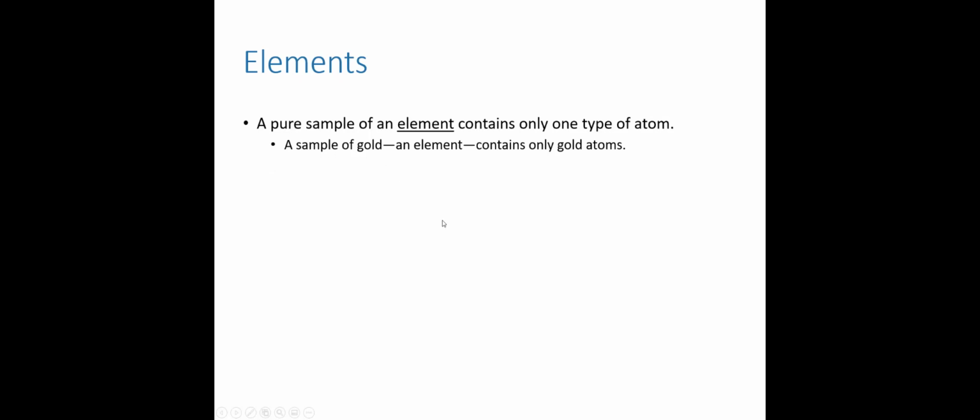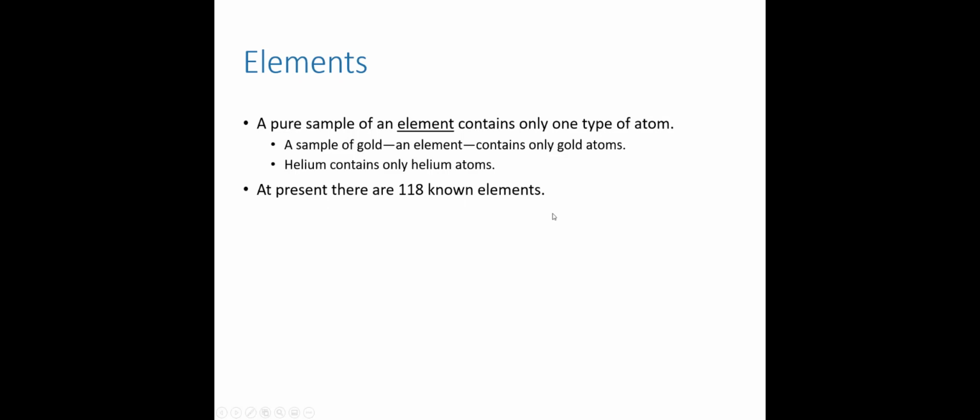This first little bit is mostly a review from some of the material that was mentioned in the previous chapter. A pure sample of an element contains only a single type of atom. If we look at a sample of pure gold, the only kinds of atoms in it are gold atoms. And helium contains only helium atoms. In a little while we will talk about what makes a gold atom distinctly different from a helium atom, distinctly different from, say, a hydrogen atom.